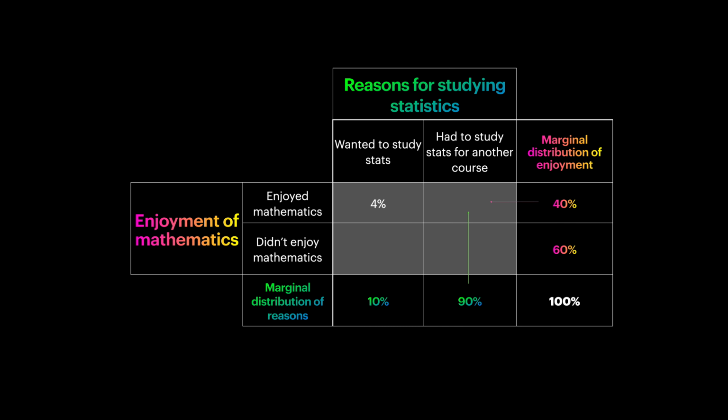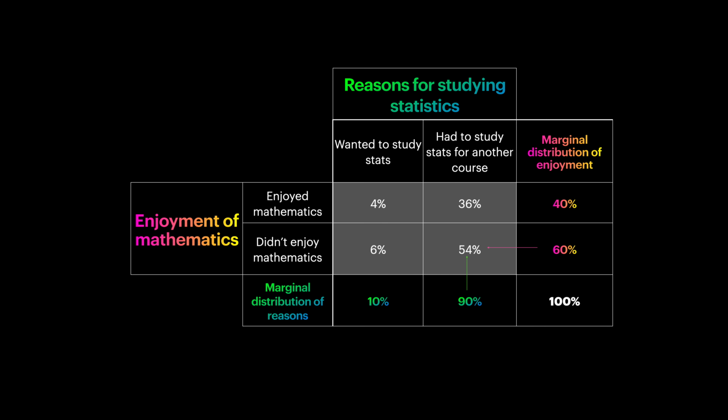In our next cell, we have 10% of the 60%, or 10% times 60%, is 6% of students wanted to study statistics and didn't enjoy mathematics, and 54% had to study statistics for another course and didn't enjoy mathematics. So altogether, we still have a valid probability distribution that all adds up to 100%. 4% plus 36% is 40%, plus 6% is 46%, plus 54% makes it 100%.